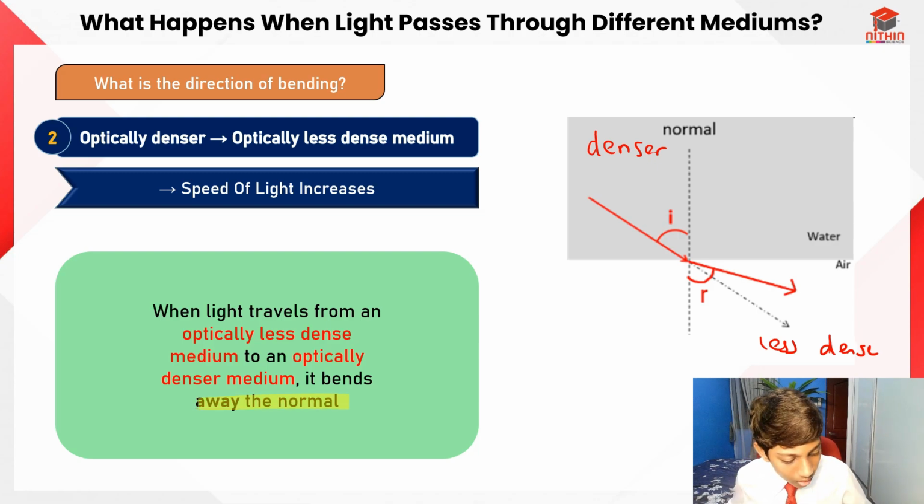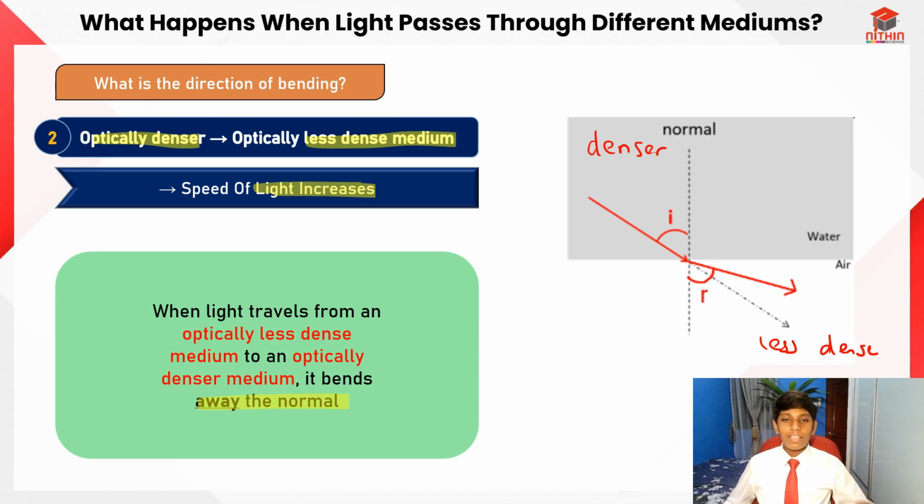So instead of traveling towards the normal like this, it actually travels away from the normal. I hope you understood that. So this is when light from an optically denser medium travels to an optically less dense medium. When the speed of light increases, it actually bends away from the normal. So the normal is here, it actually bends away from it. I hope you understood that.